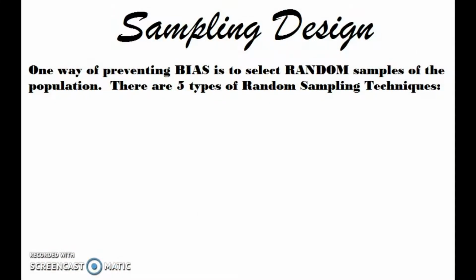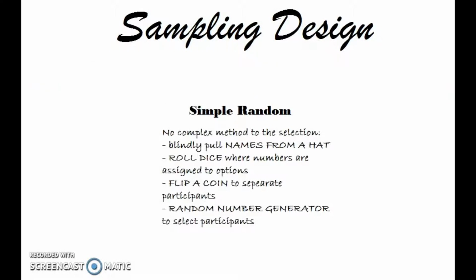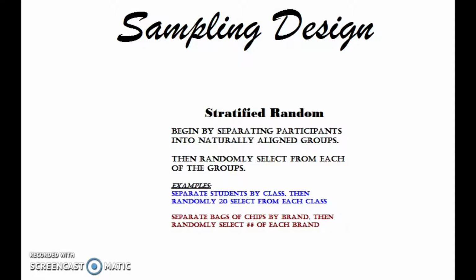One way of preventing bias is to select random samples. There are 5 types of random sampling techniques. The 5 methods that we have here are simple random sampling. Simple random, just use some dice, flip a coin, name out of a hat, random number generator.